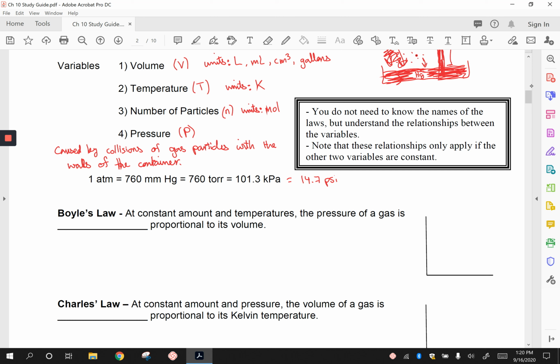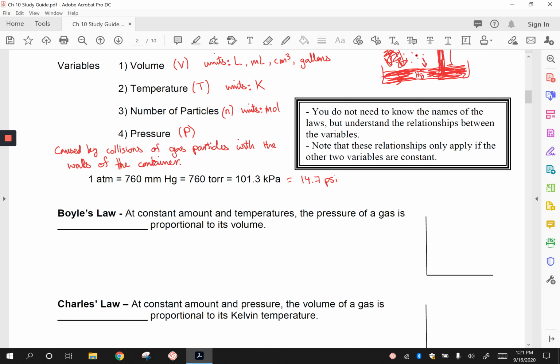Just something to keep in mind that the AP exam is going away from memorization, so you do not need to know the name of the law, but you do need to be able to understand and explain the relationship between the variables. Note also that these relationships only apply if the other two variables are held constant. So when you compare pressure and volume, for example, that's only if temperature and amount are held constant.